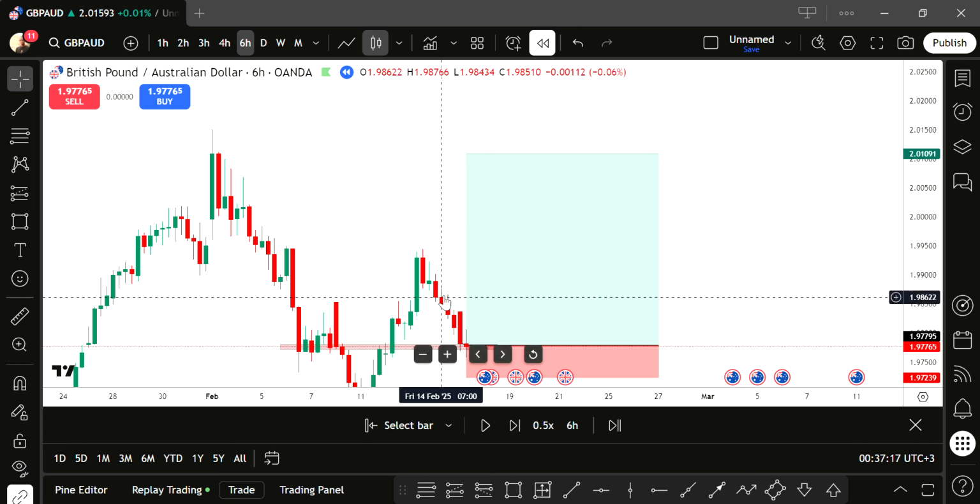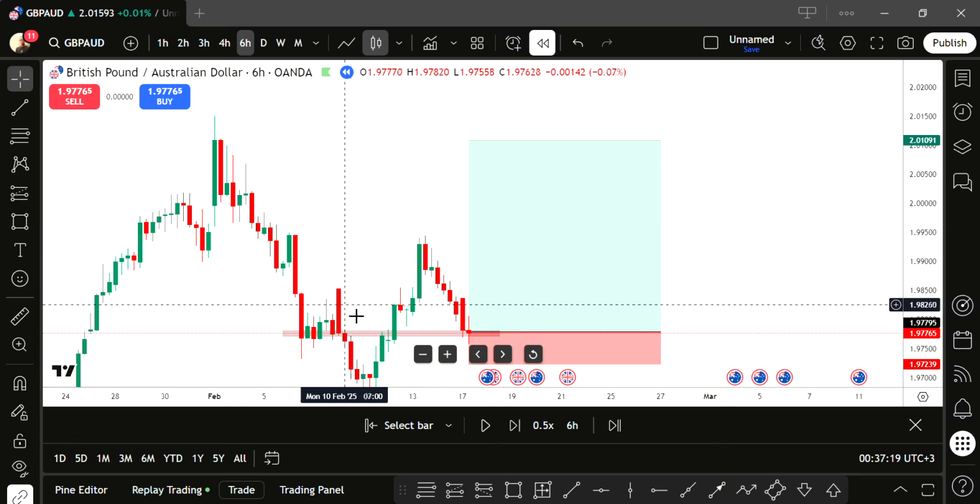Now the next step we want to do is, after entering, we want to let price action do its thing. Do not force the market. Sit patiently, sit tightly, and let the market move and go wherever it wants to go to give you profits. Do not try to look at the market every time or try to force it. You're going to be burnt out.